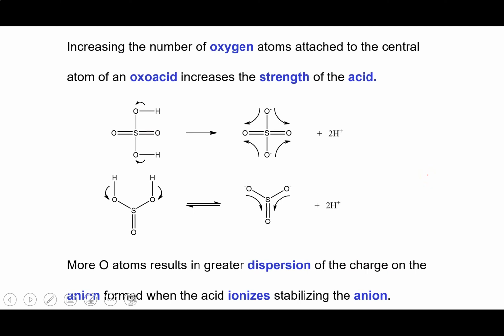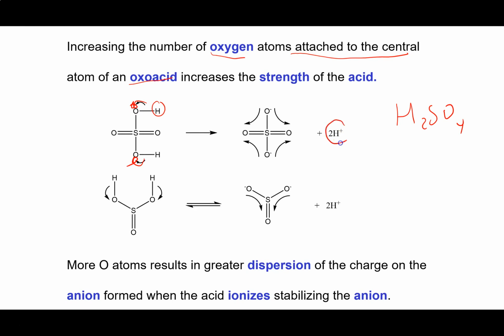Okay, so one of the things that we do know is that increasing the number of oxygen atoms attached to the central atom of an oxo acid increases the strength of the acid. And we know that once we get to 2 or more oxygens and hydrogens, then our acid becomes strong. So here's sulfuric acid, H2SO4. It's a strong acid. And what happens when it functions as an acid is it loses these protons, and the electrons that were in the bond become 100% associated with the oxygen atom.